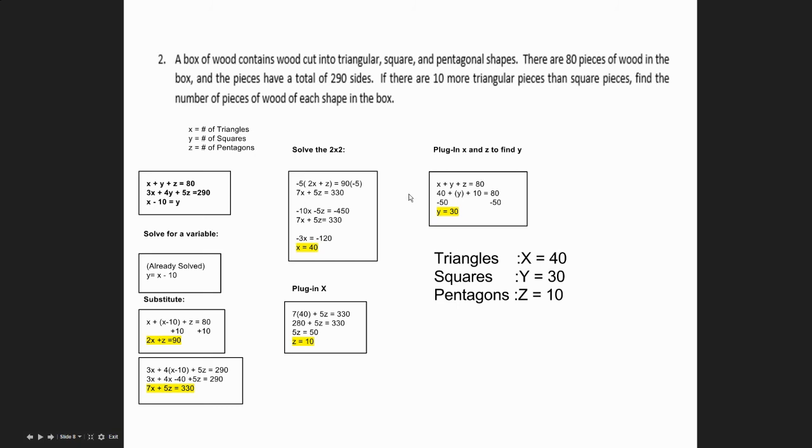So now you have your x, your y, and your z. Your triangles, x, you have 40 triangles. Your squares, y, 30, and you have 10 pentagons, which was your z. So now you just want to put it into your ordered triple alphabetically. So x, y, and z: 40, 30, and 10.